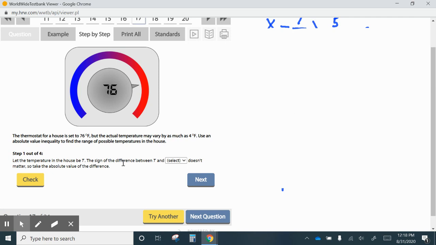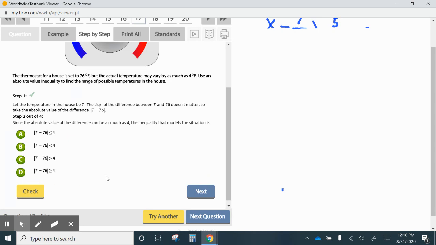The sign of the difference between T and 76 degrees doesn't matter. So take the absolute value of the difference. Okay. Since the absolute value of the difference can be as much as 4 degrees, the inequality that models the situation is. So as much, they say right here, can be as much, it's less than or equal to. It cannot go more than, so it has to be less than. Okay, but it could be equal to.